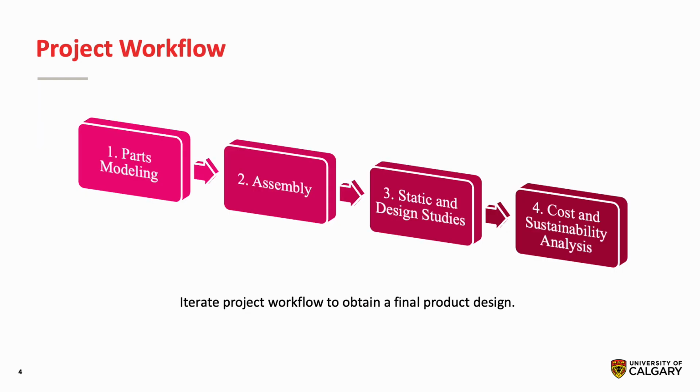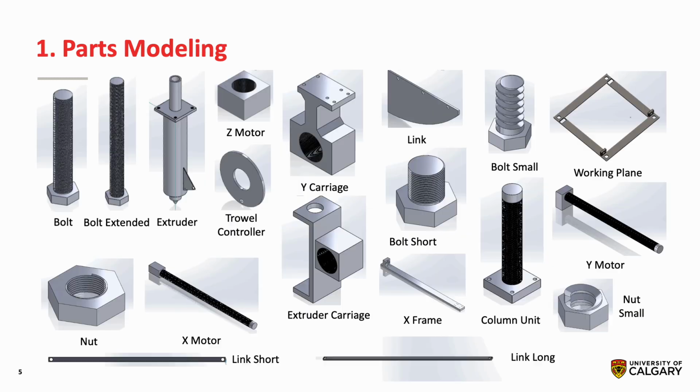Following the initiation of the project, a high-level project workflow and 4 project milestones were defined. These milestones include the modeling of the individual parts, followed by the assembly. Static studies would then be conducted on components deemed as an opportunity for design optimization. Finally, cost and sustainability analyses were used to reveal the product's total cost and environmental impacts. This project workflow could be used in future design iterations.